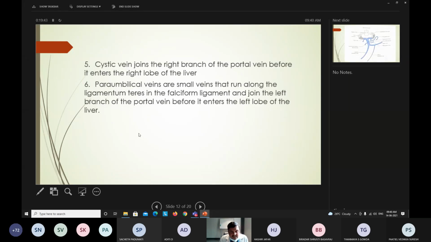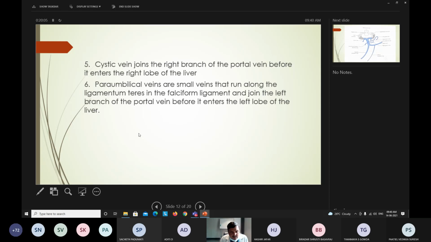Fifth tributary is the cystic vein. The cystic vein joins the right branch of the portal vein before it enters the right lobe of the liver. As I told, the right branch is short. Before entering, it receives a tributary, that is the cystic vein.